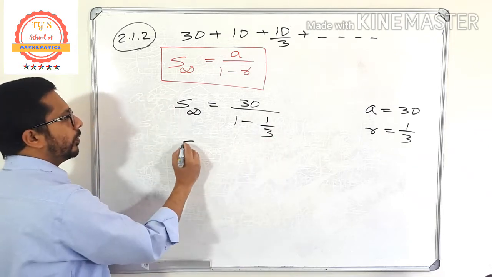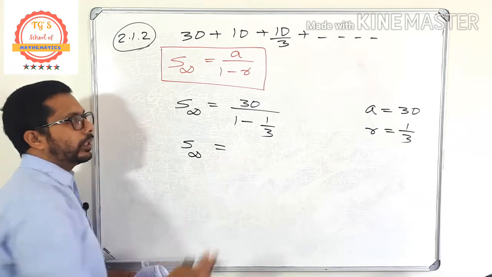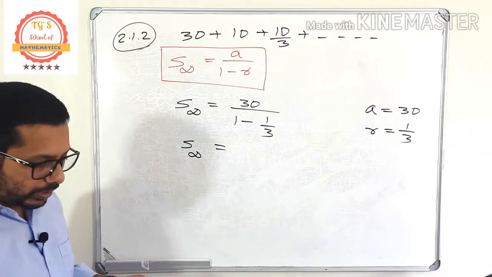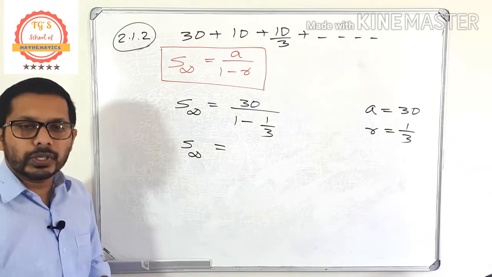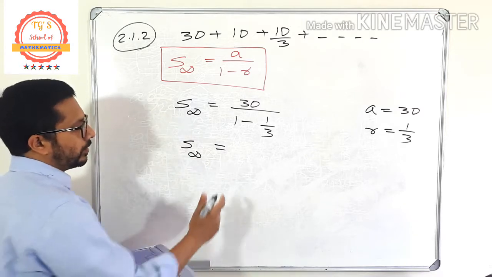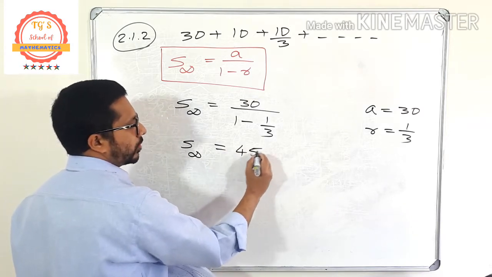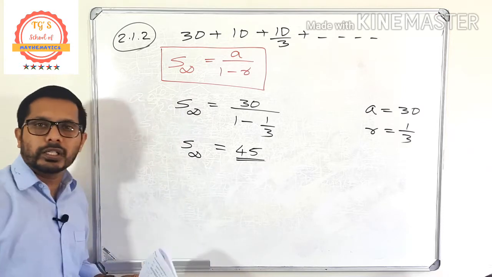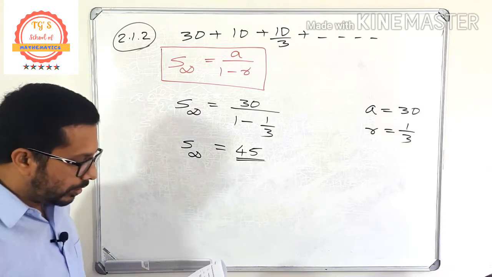Okay. So take your calculator and try to find the answer of this one. 30 divided by 1 minus 1 over 3. So you will get the answer in your calculator. You can pause the video and check in your calculator what is the answer. Okay. So it is 45.